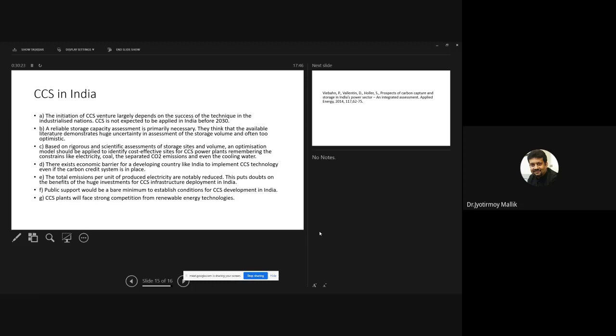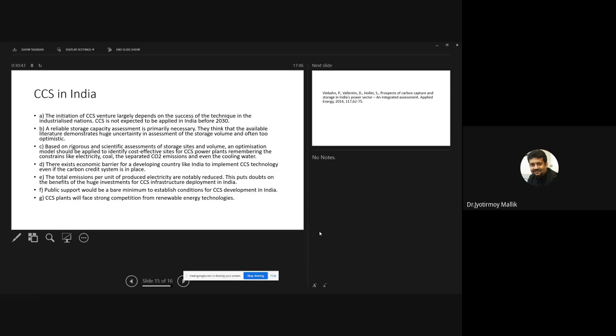The total emissions per unit of produced electricity are notably reduced. This puts doubt on the benefits of the huge investment for CCS infrastructure deployment in India. Public support would be the bare minimum to establish conditions for CCS development in India.